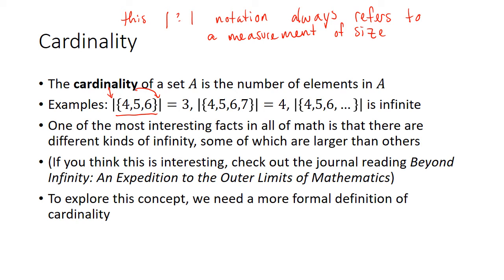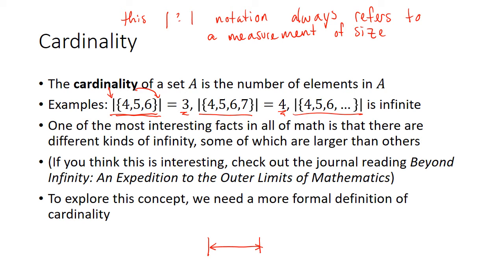And I think the inspiration for it actually comes from architectural drawings, where you use this type of little symbol to measure the size of different widths and lengths. Okay, so anyway, the cardinality is the number of elements in the set. So the cardinality of the set containing 4, 5, 6 is 3, and the cardinality of the set containing 4, 5, 6, 7 is 4. And if you have a set that's infinite, then the cardinality is infinite.